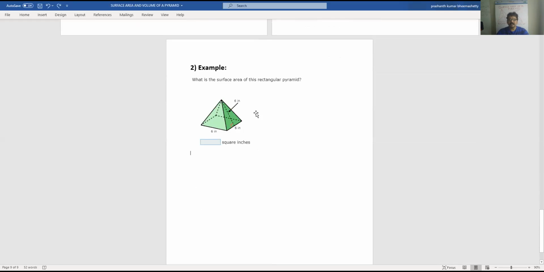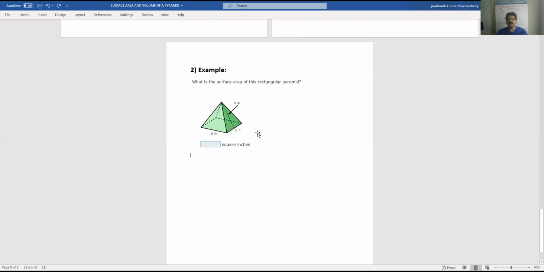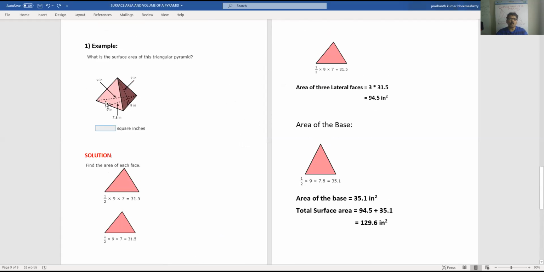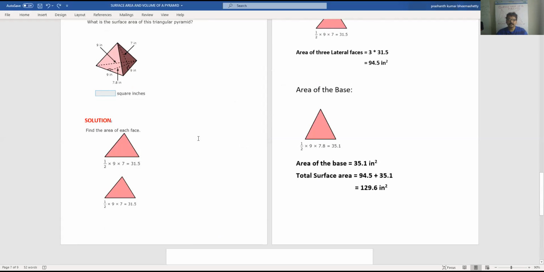Okay, look at the figure here. The question says, what is the surface area of this rectangular pyramid? The word rectangular is used because there is a square at the bottom, right? In the earlier figure, you look at this, it was a triangle. That's why it is called a triangular pyramid.